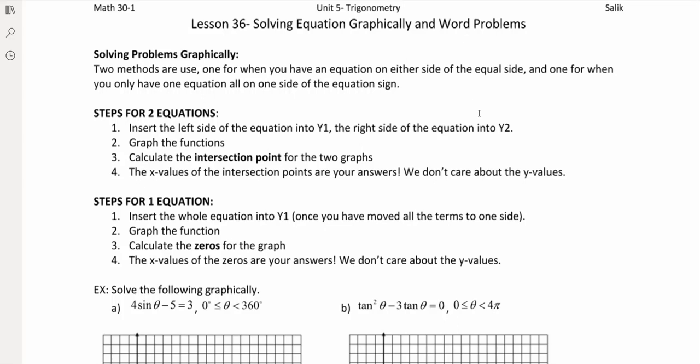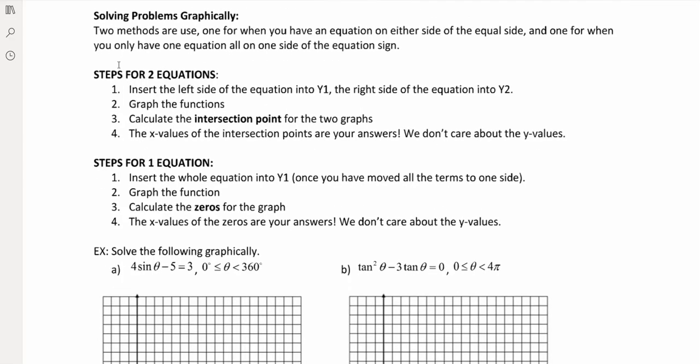Lesson 36, solving equations graphically and word problems. Okay, so solving these equations graphically should be review, right? When we're solving these things graphically, I'm hoping you guys are at the point now where we know that the answer is going to be where they cross, right?